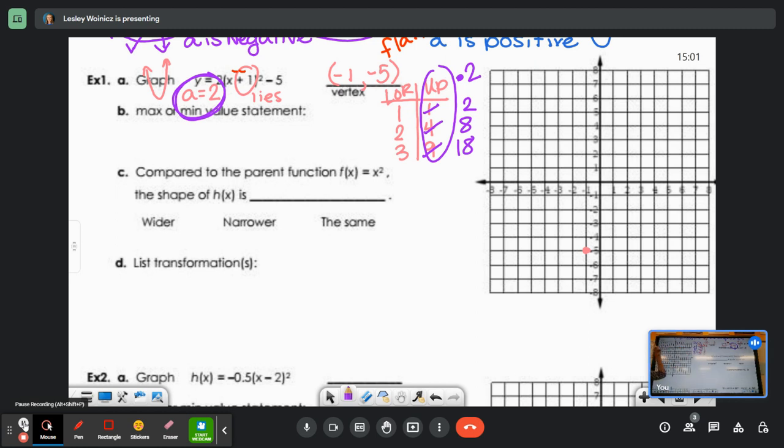So start at your vertex every time. Go left 1 up 2. Right 1 up 2. Left 2, up 8. 1, 2, 3, 4, 5, 6, 7, 8. I don't think we can fit 18 on here. So we're going to call it good. Oh, I messed up. Do your best. It doesn't have to be perfect.